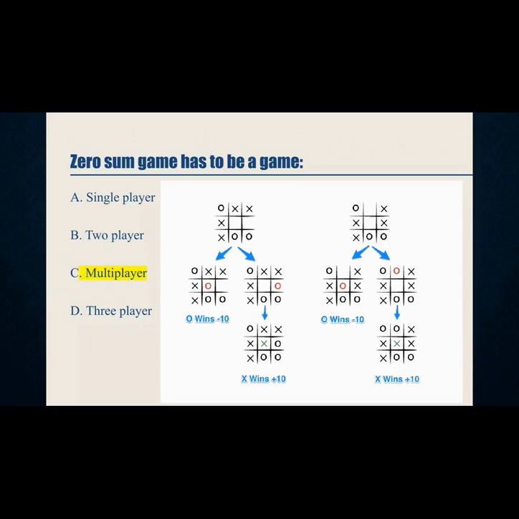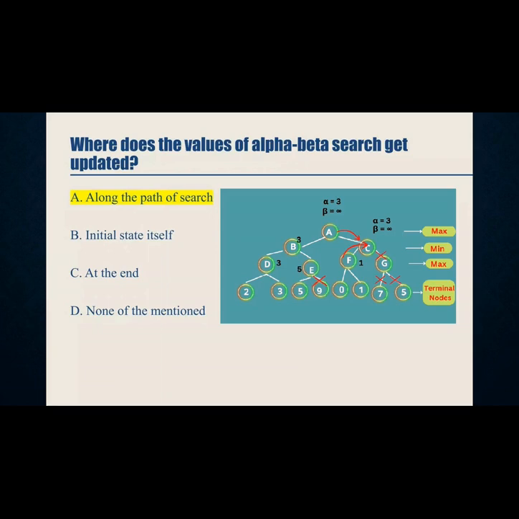Next question, a zero sum game has to be a game of how many players? Is it single player? Is it two player? Is it multiplayer? Or is it three player? The correct answer is multiplayer. Based on this diagram, we can see that the game is designed not for single player, two player or three player, but the combination of various kinds of algorithms makes it for multiplayer. So this is the correct answer. Let's see the next question.